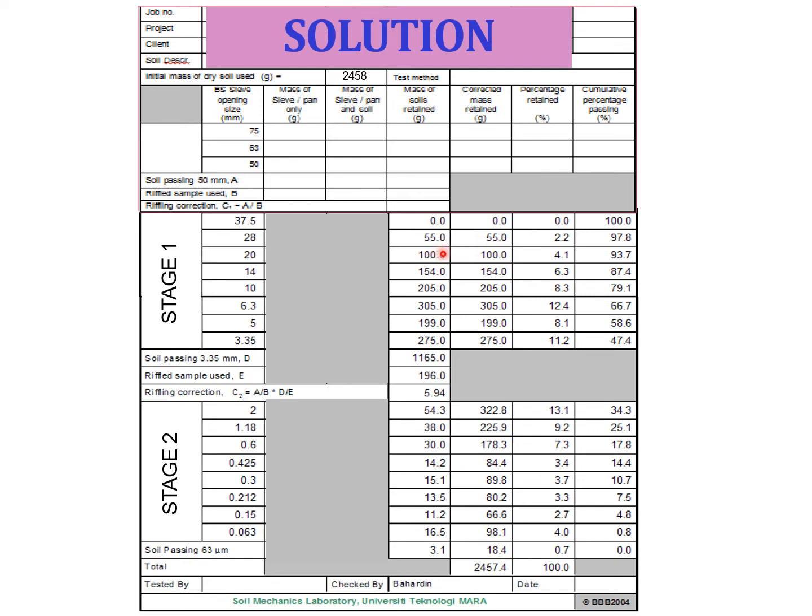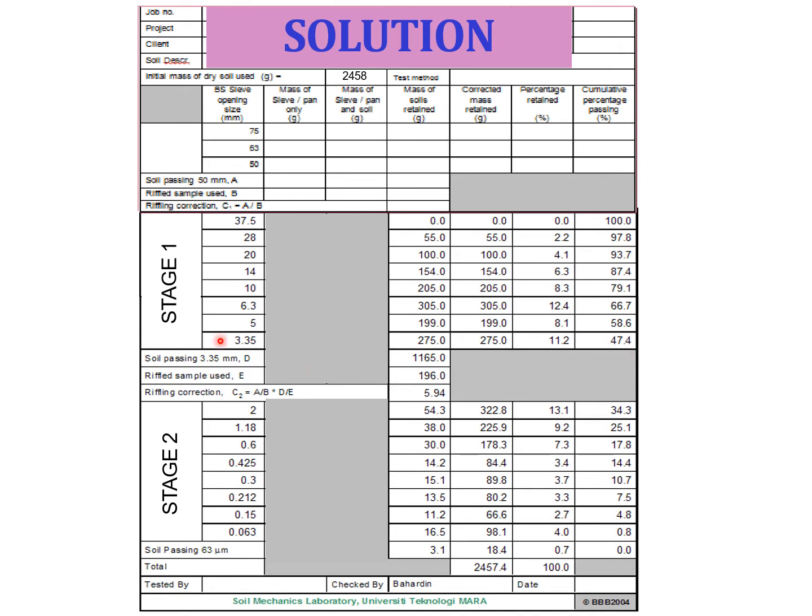Alright, this one is mass of soil retained, and then this is no correction, you just fill in all the information. To determine the percentage retained, it is 55 over 2458 times 100, you will get 2.2. Alright, so 100 divided by 2458, you will get 4.1. To determine the cumulative percentage passing, start with 100% minus 2.2, you will get 97.8, minus 4.1, you will get 93.7. Okay, so you do the same thing for the rest.